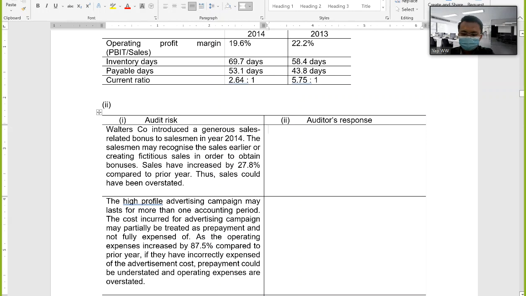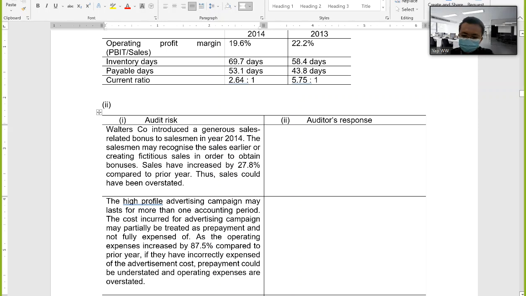Now, no need to read the question anymore. If the audit risk answer that you put down is good enough, then you should be able to understand from here already. If you read the answer here also cannot understand, then something is wrong with the answer over here.